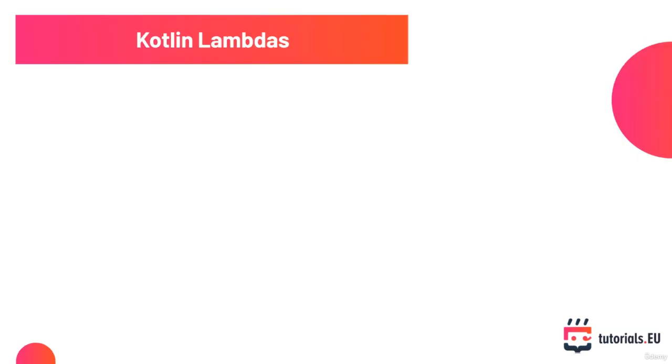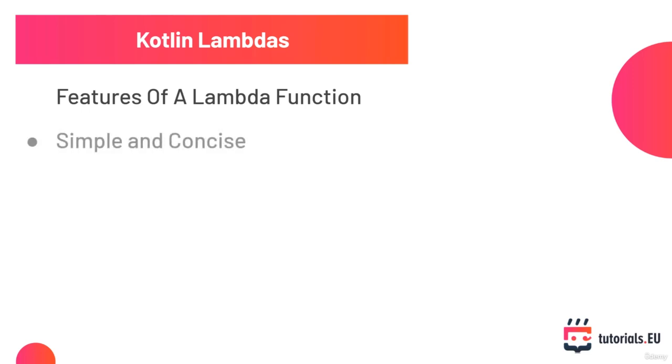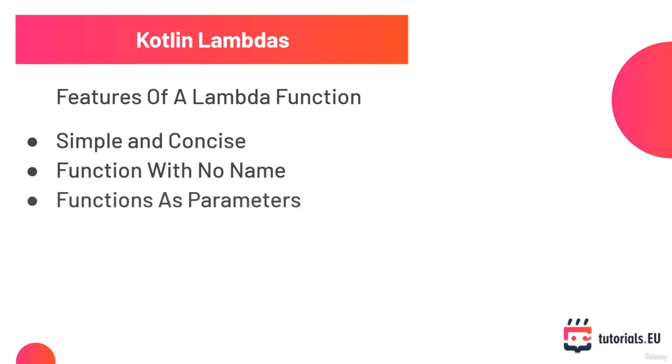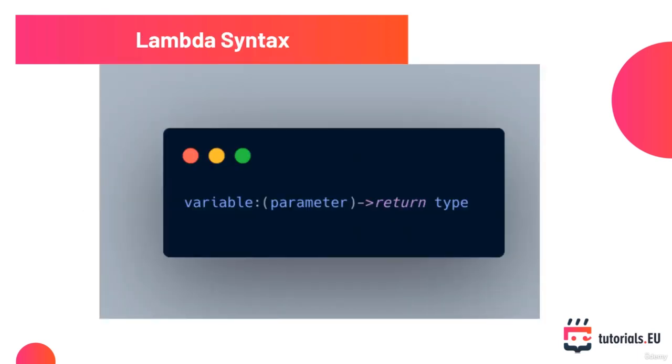So let's look at Kotlin Lambdas. Lambdas are popular in different programming languages, and they are well known for, for example, being a simple and concise way to create functions. Then they are also known as functions with no name because you can just add implementations within its block. And then they are also used to pass functions as parameters to other functions. So let's look at this.